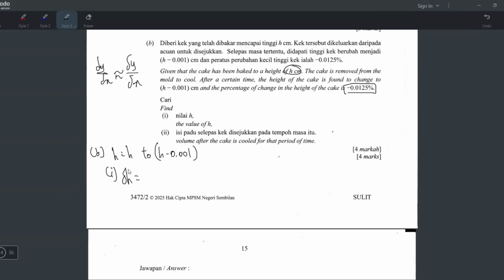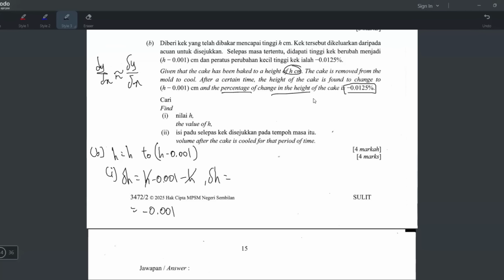Okay, but it's okay. Let's find our delta h first. Take this one, minus this one. So yeah, because this is the new value, the height after cool down, and then minus the height before cool down. So this is your delta h, right? Okay, don't forget there's also another piece of information that gives you the percentage of change in the height, negative 0.0125%. If they give you the percentage change, it means you can find your delta h also. Yeah, you can find the delta h also.